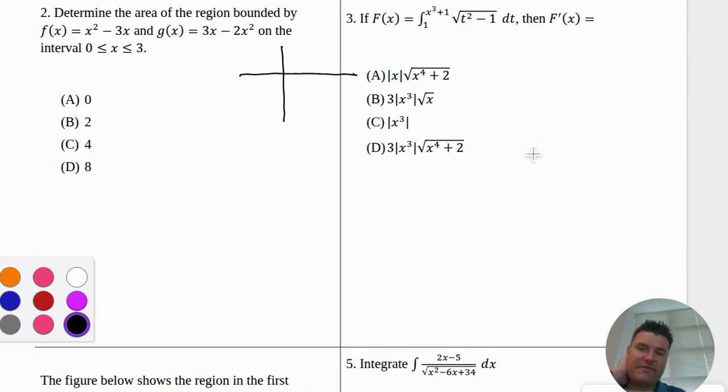To graph this f of x, I do not have zeros at 0 and 3. I'll just do tick marks. 1, 2, 3. So this is for f of x. I'll do this one in red. So you can see, looks something kind of sort of like this.